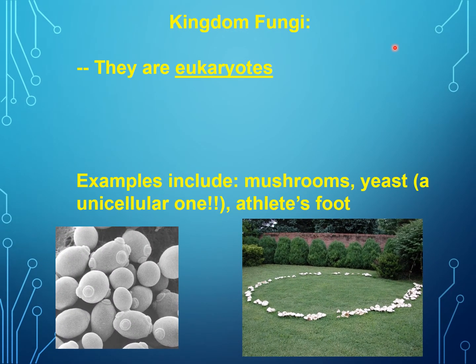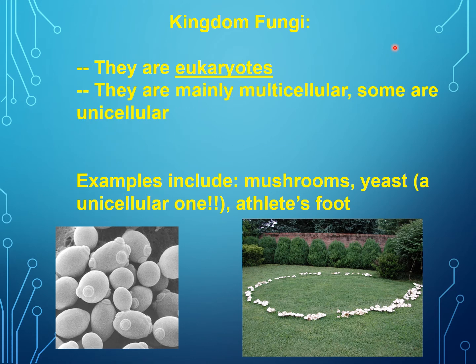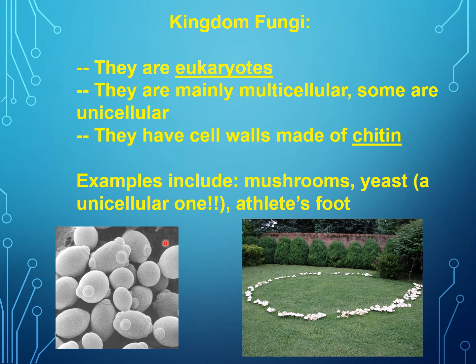The fungus. Again, eukaryotes, so they have a nucleus. Most are multicellular. There is a unicellular one right here. This one is yeast. So yeast is a unicellular eukaryote. It's a fungus. It makes your bread rise. The way that it works is that it consumes all the sugars. So it eats the sugar and produces gas. And then the gas is what makes the bread rise.